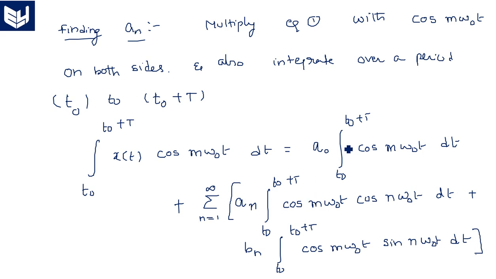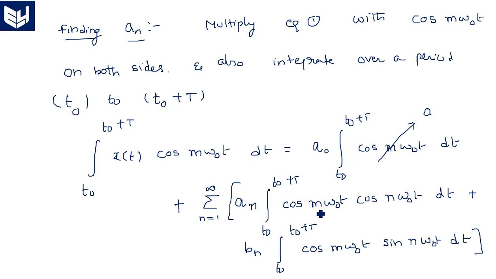Now if you observe this, which components go to 0? See here, you are taking cos m omega naught t. That means you are integrating a cos signal over a duration of one complete cycle. I already told you, when a sine or cosine is integrated over a complete period, the integrated value is simply 0. So that's why this first term goes to 0.